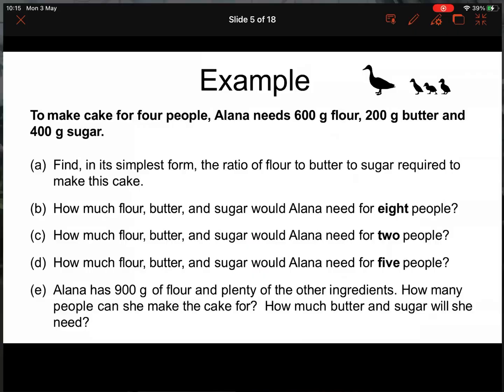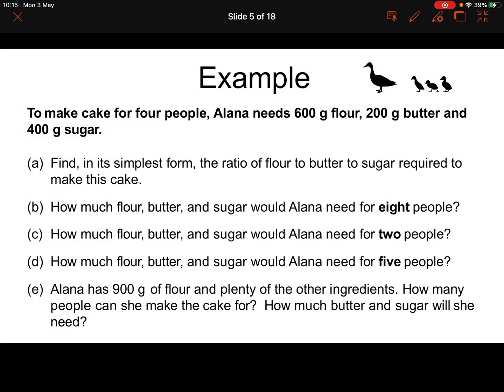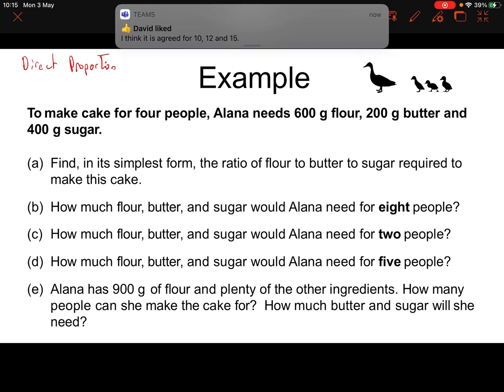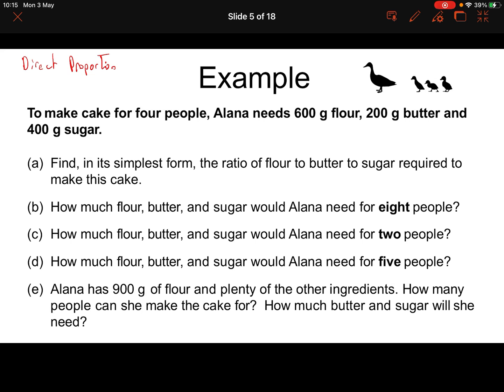Okay, so some classic direct proportion problems. Direct proportion. When we're using recipes to make food, to bake cakes and that kind of thing, if you've got some ingredients to make a cake, then that amount of ingredients will make a certain amount for a certain amount of people. If you double the amount of people that you want to feed, you need to double the amount of ingredients. If you triple the amount of people you want to feed, you need to triple the amount of ingredients. So let's just have a look at this question here.